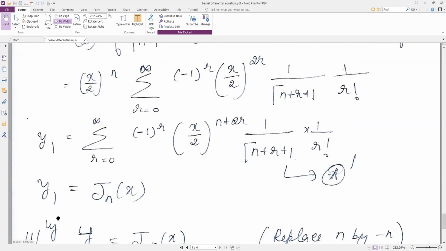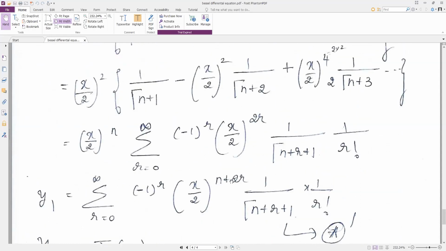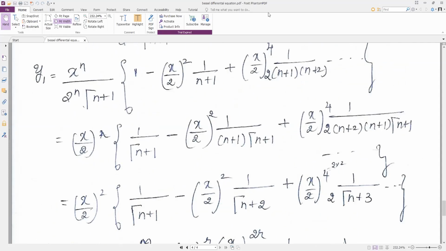So remember this Bessel function. Bessel function is Jn of x. We are using it in the problem. So remember this summation r equal to 0 to infinity minus 1 to the power r x by 2 to the power n plus 2r, 1 by gamma n plus r plus 1 into 1 by r factorial. Because we have taken this inside, we got n plus 2r. So remember this, very important.